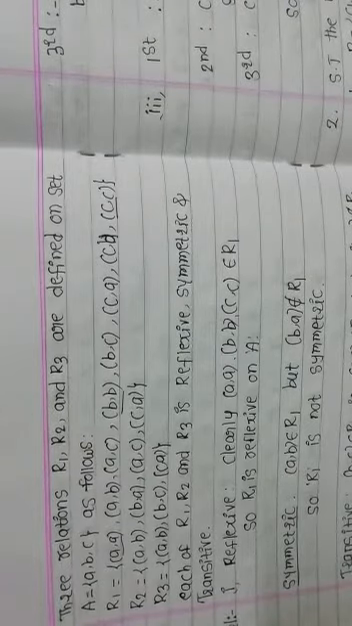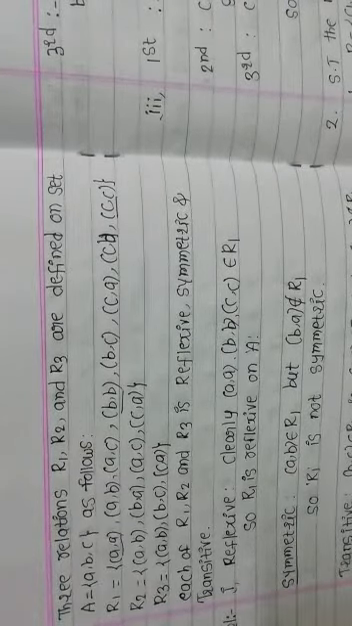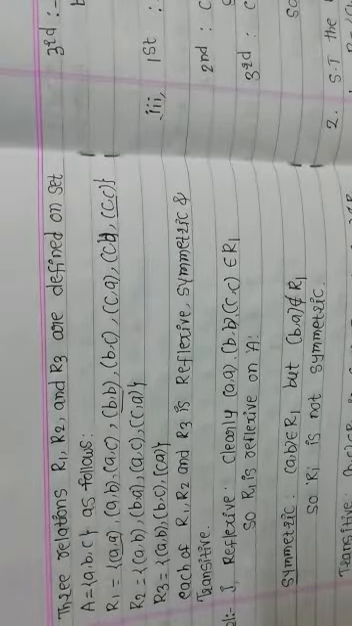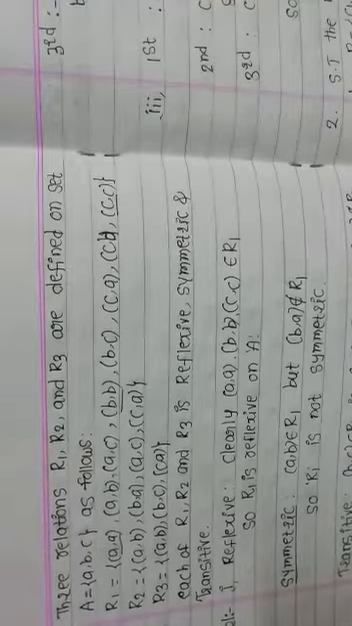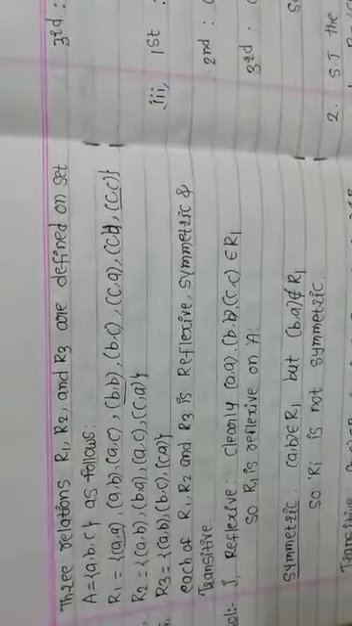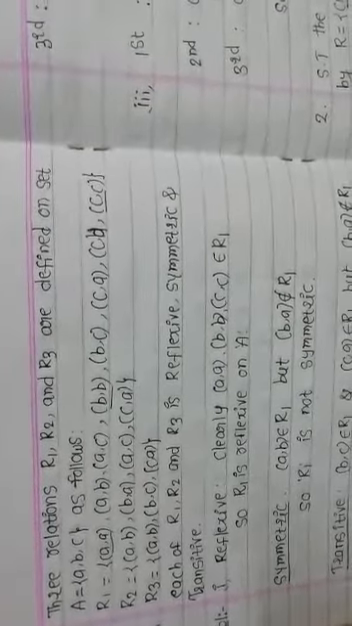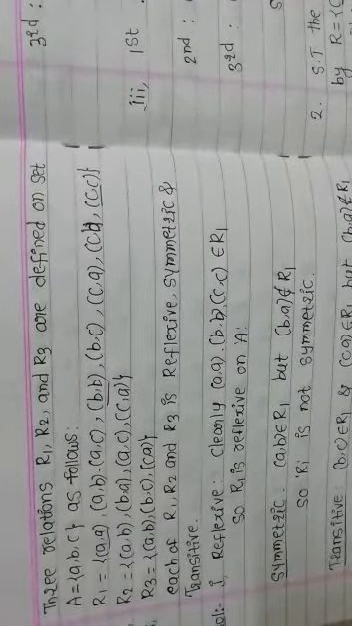In the last class, I completed the topic of relations. That covered three definitions: reflexive, symmetric, and transitive. These three definitions are completed, and the examples are also completed. Okay, now we start the example problems.